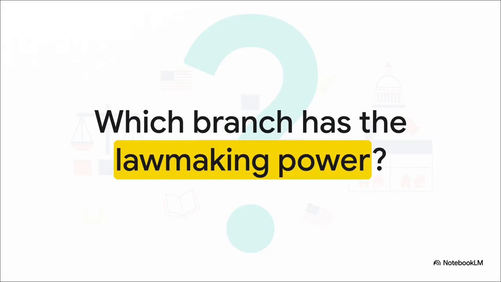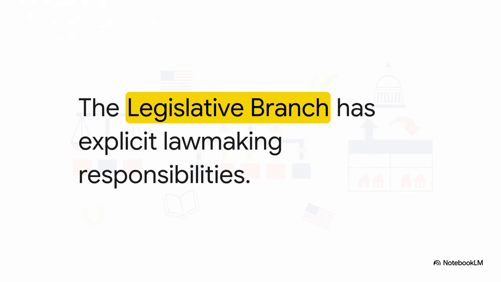Here is your second pause check. Under Article 1 of the Constitution, which branch is assigned the power to make laws? Think back to our blueprint map. The answer is the legislative branch. The Constitution explicitly assigns those specific lawmaking responsibilities directly to Congress.